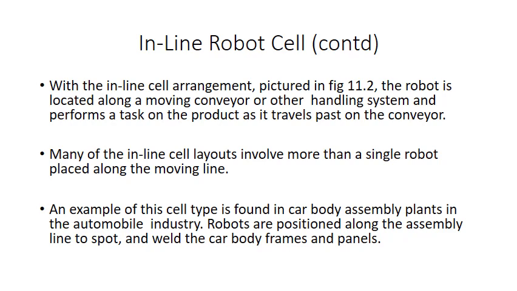Many of the inline cell layouts involve more than a single robo placed along the moving line. An example of this cell type is found in car body assembly plants in the automobile industry. Robos are positioned along the assembly line to spot weld the car body frames and panels.